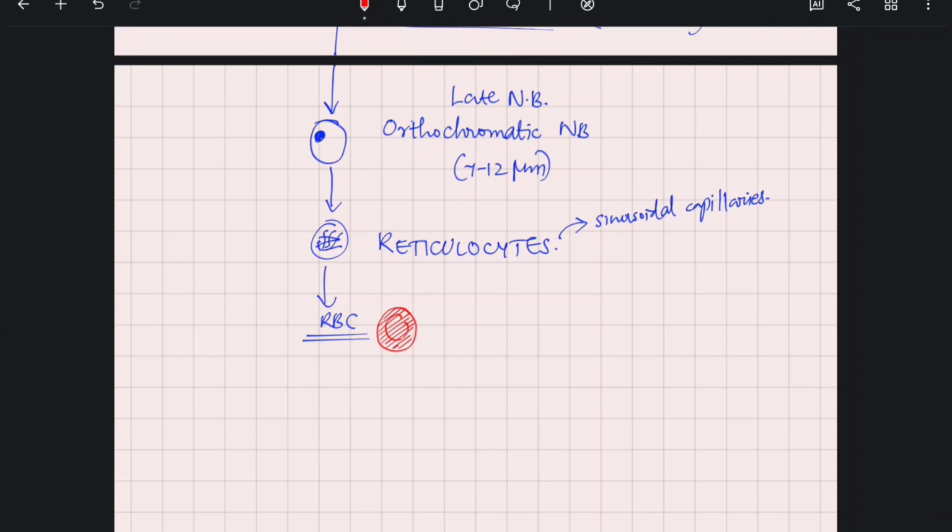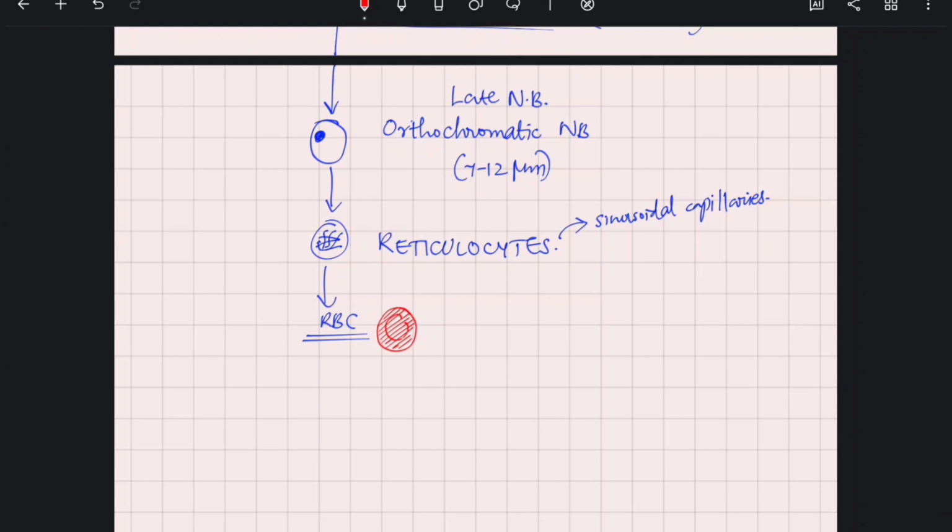Now coming to the RBC, the final one, there is no nucleus, there is no mitochondria, and the cell is circular, it is discoid in shape. And this discoid shape will help in many functions of this RBC. It will increase the surface area, it will increase the osmotic fragility, it will increase the flexibility or the deformability of the RBC. So there are many factors to this discoid shape.